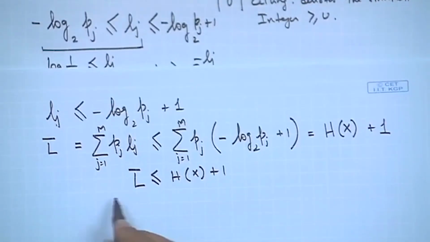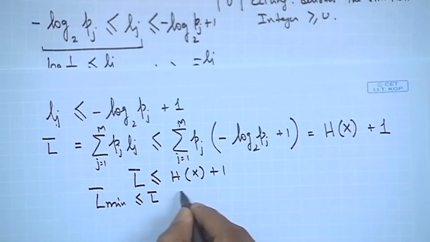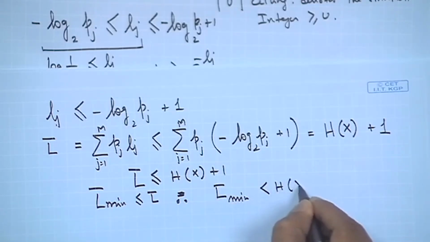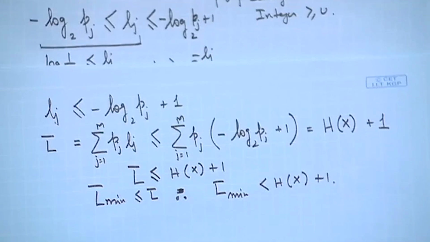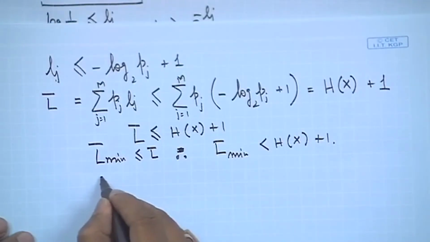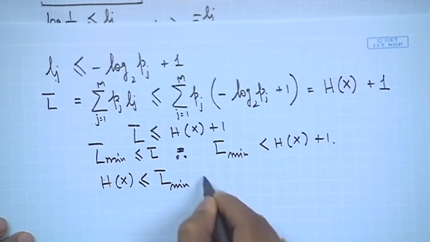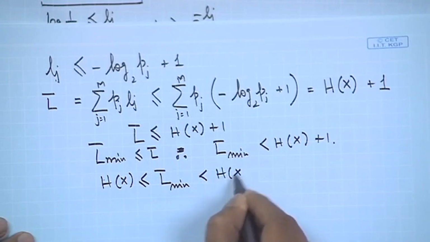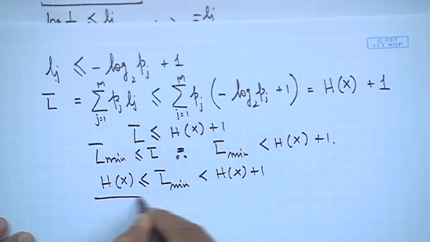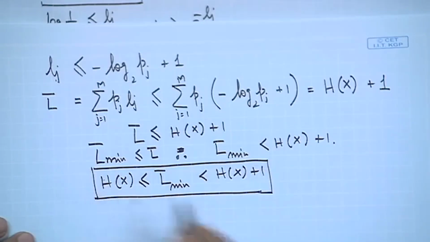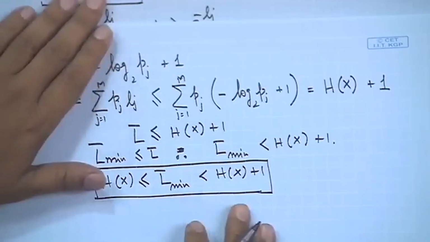Now, since L bar min is less than or equal to L bar, we can clearly write that L bar min is less than Hx plus 1, and hence we have the full set: Hx is less than or equal to L bar min, which is less than Hx plus 1. So, this establishes the entropy bound on L bar min.